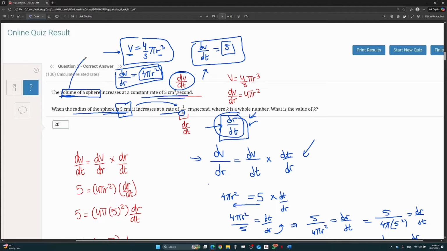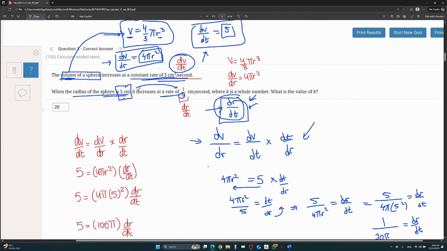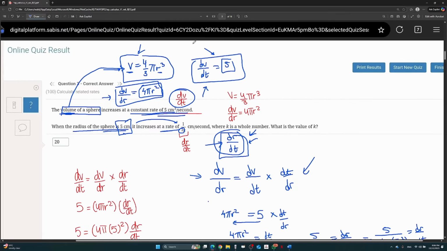You see volume of a sphere, you write down the expression for the volume of a sphere, and directly you derive it. Deriving this, since it's V in terms of r, you get dV by dr. Then you see constant rate of 5 centimeter cube per second, so that means you write dV by dt equals 5. Always write down all your givens. Okay, cool. So now you have this here, you have this here, and you have this here.